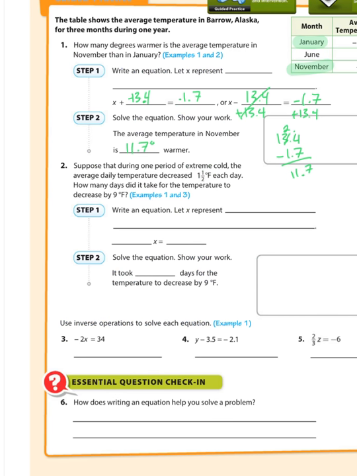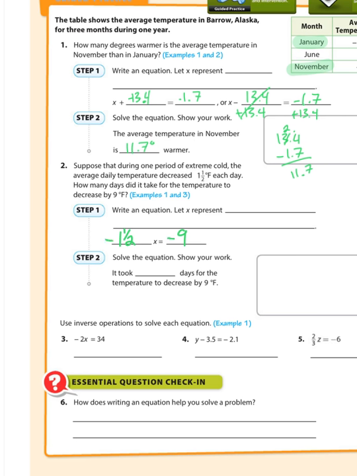All right, number 2, suppose that during one period of extreme cold, the average daily temperature decreased 1.5 degrees Fahrenheit each day. How many days did it take for the temperature to decrease by 9 degrees? Okay, so this is kind of like our last example on the page before, where it was decreasing 3/4 of a degree, and we wanted to know how long until it got to 5 degrees. So we're going to multiply how much it decreases each day by x. So 1.5 times x. We want to know how many days it's going to take to decrease by 9. Actually, both of these should be negative because they're decreasing.